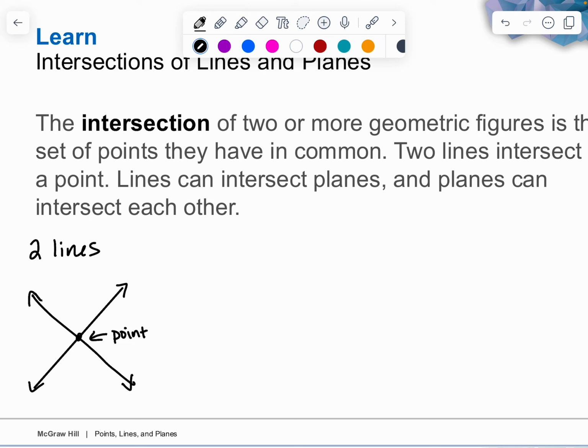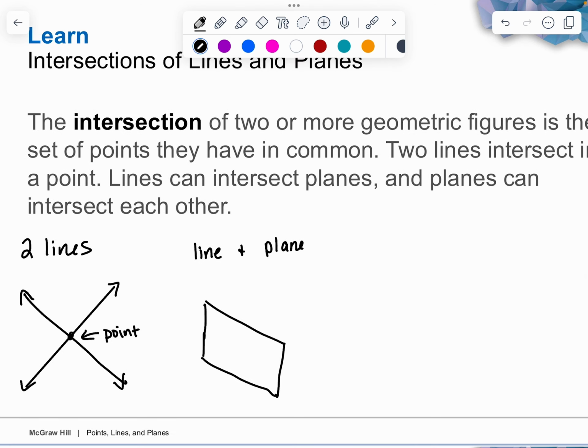Now, if we have a line and a plane, let's see how Mrs. Cruz's drawing skills are going to do here. Here's a plane, and we're going to draw a line down through it, and it goes down through the plane. When we see the dash, that means it's gone through it. It's pierced the plane right there, and it goes through it at also a point. A line and a plane intersect at a point as well.